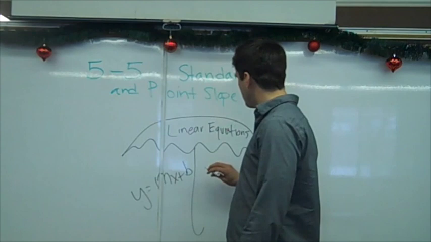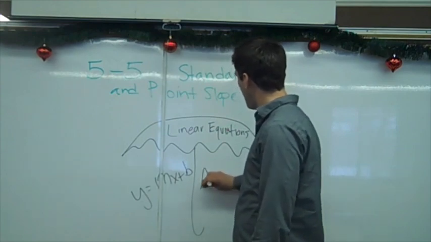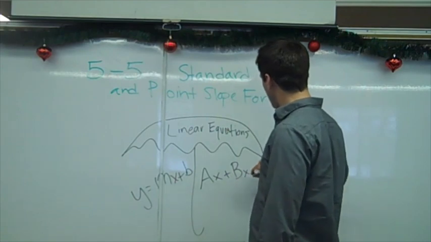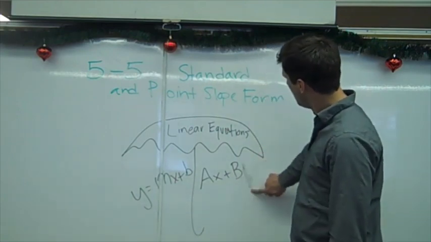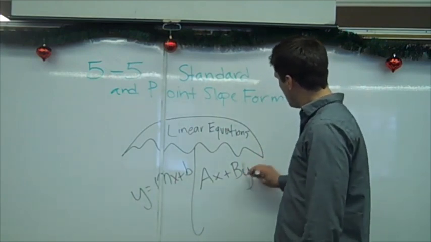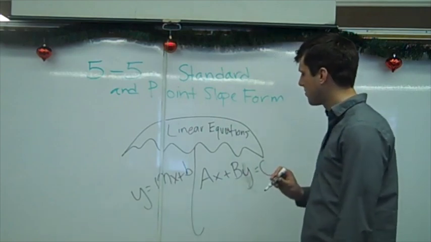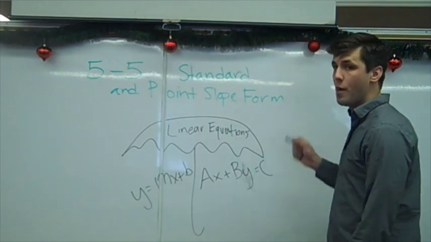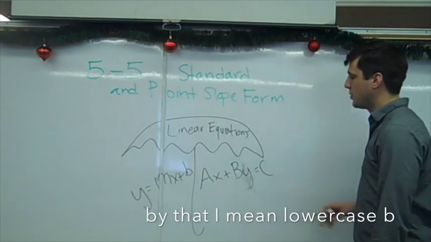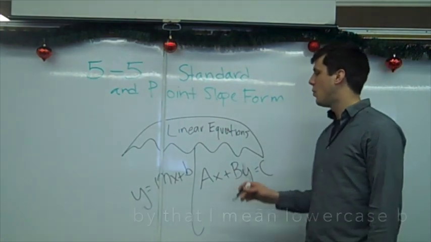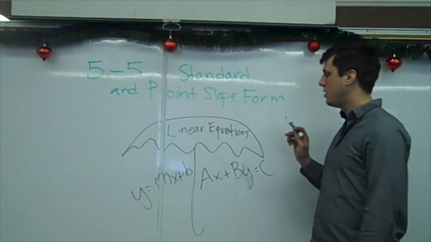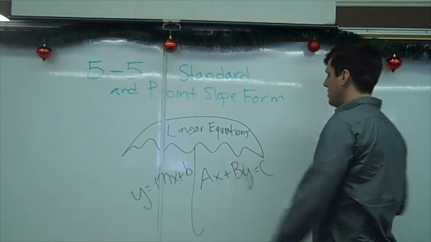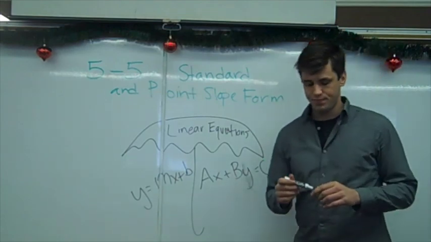The next one is going to be ax plus by equals c. And so what you might see in here is that there's no m or b, so no letters that will tell you what your slope is or what your y-intercept is. So we're doing something completely different with ax plus by equals c.